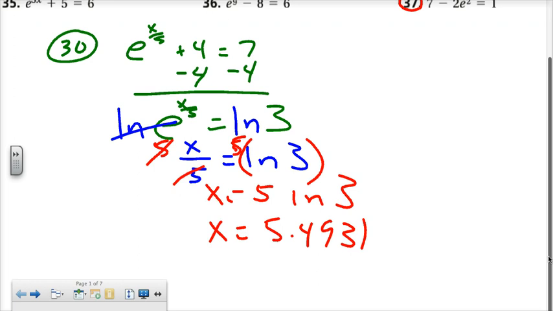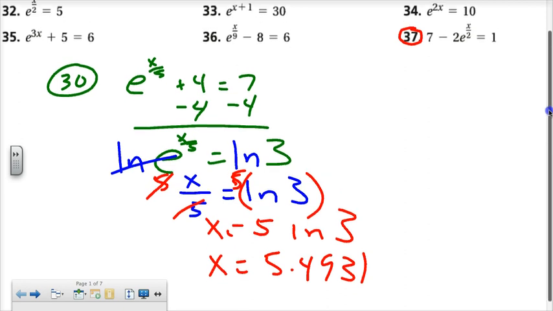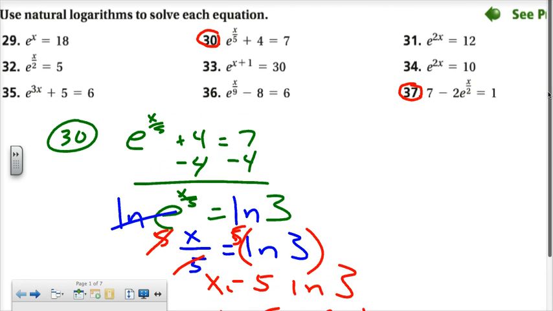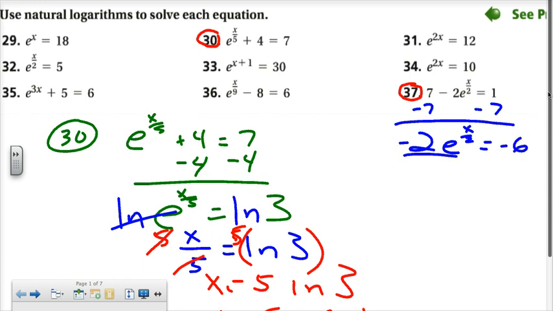All right, then the next one that I have up here is number 37. And for 37, we again are going to start by trying to isolate that base of e. So we would subtract 7 from both sides, negative 2, e to the x over 2 equals negative 6. And then we would go ahead and divide both sides by negative 2 because, again, we need to isolate that e base. So this will be e to the x over 2 power equals 3.